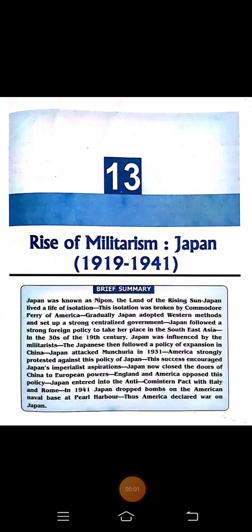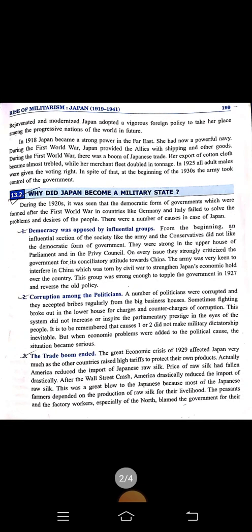Let's begin chapter number 13 from your history book of grade 11, and the name of the chapter is Rise of Militarism in Japan, that is 1919 to 1941. And as per your syllabus, we have to start from why did Japan become a military state?